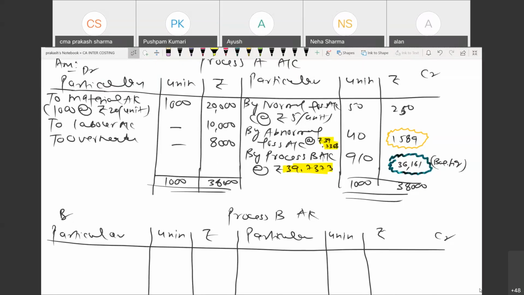Why did we credit process B? This output will be transferred to the next process, because whatever product we are making passes through different processes. First it goes into process A. After process A is completed, this whole output will be transferred to the next process. So the output of process A will become input for process B. The same process will be applied for the process B account also.